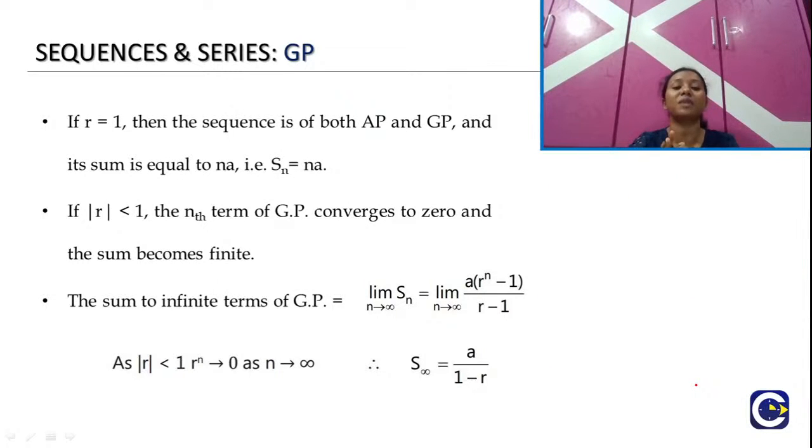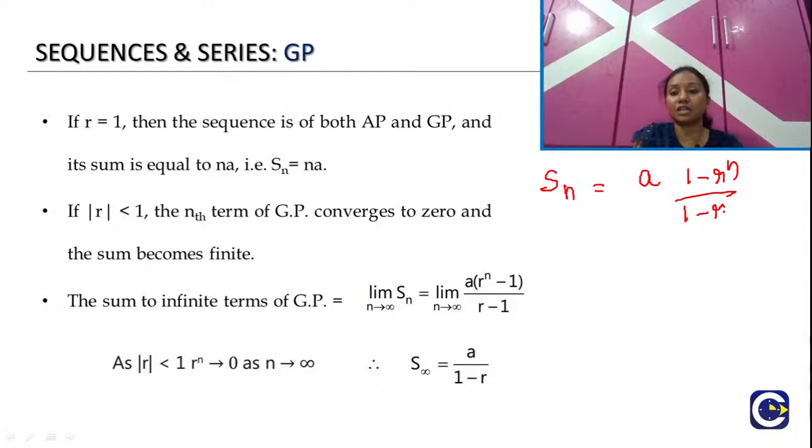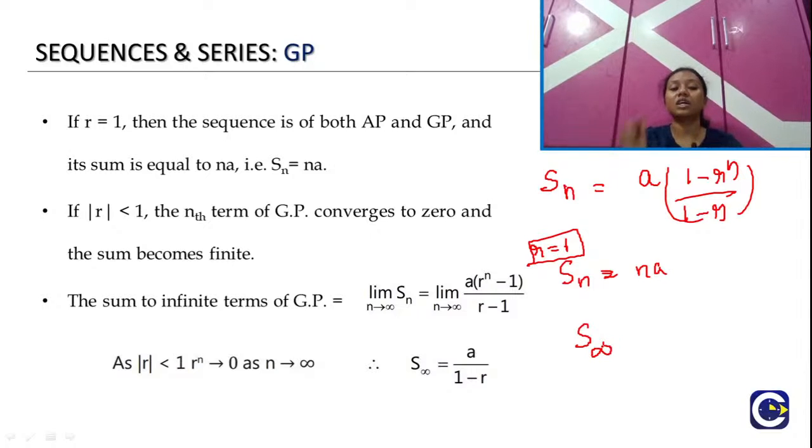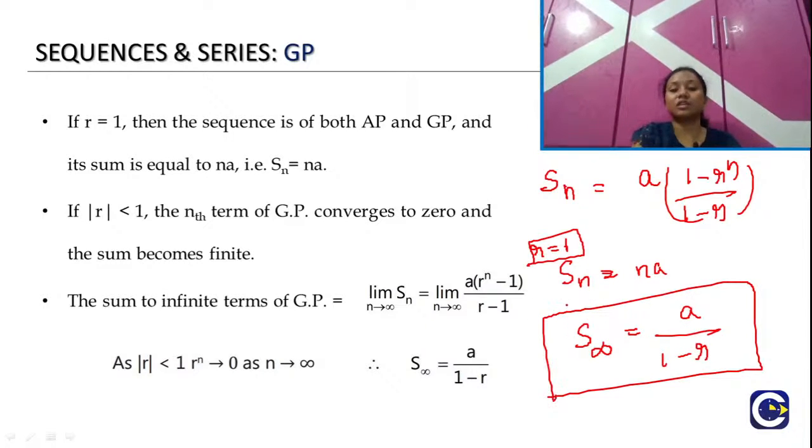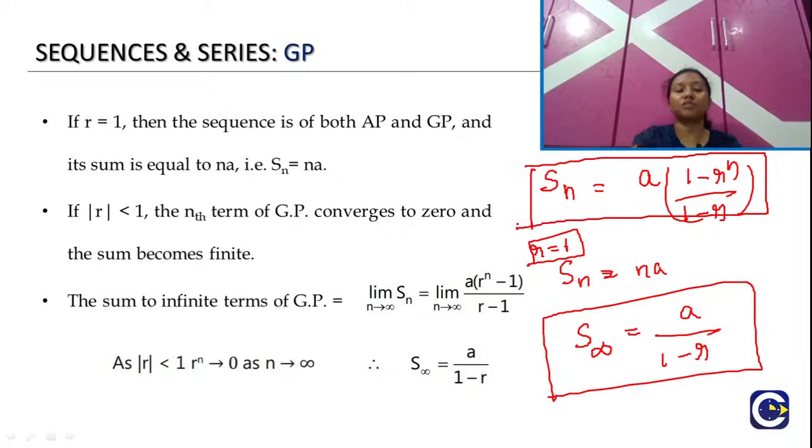So far we have seen 3 formulas for the sum of the terms in our geometric progression. First one is S n equal to a into 1 minus r power n by 1 minus r. And the second one, when r equal to 1, S n will be equal to n into a. And the third, when r is less than 1, that means the sum of infinite terms, S infinity is given by a by 1 minus r. So these are the formulas related to the sum of the terms of the geometric progression here.